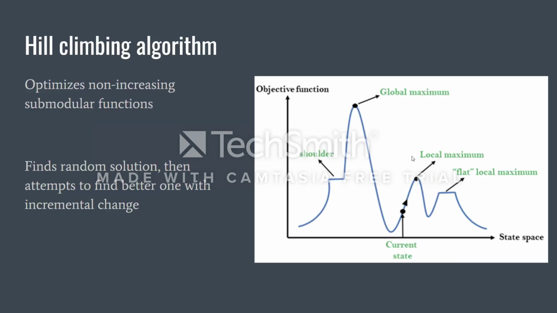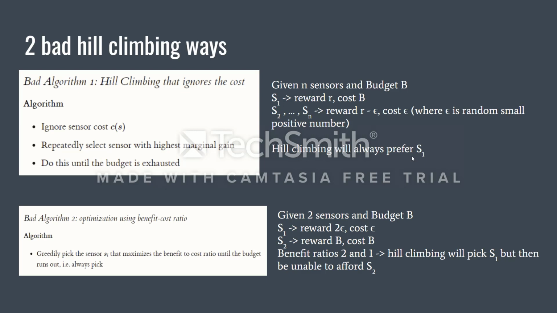The point of making these claims is to be able to use an algorithm called the hill climbing algorithm, which optimizes non-decreasing submodular functions. To quickly summarize, hill climbing works as an iterative algorithm which first finds a random solution, then attempts to find a better one by making an incremental change. There's two ways to use hill climbing with this problem. Both are bad for our situations.